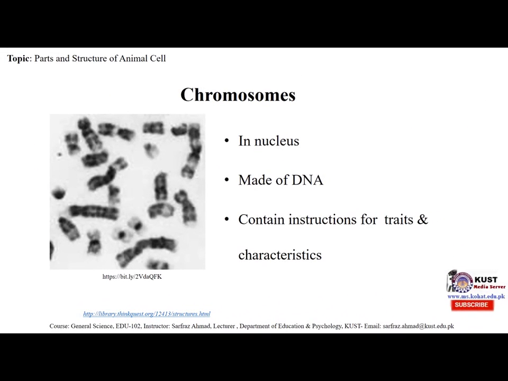Now, what are chromosomes? Chromosomes are thread-like structures located inside the nucleus of animal and plant cells. Each chromosome is made of protein and a single molecule of deoxyribonucleic acid, which is passed from parents to offspring. DNA contains the specific instructions that make each type of living creature unique. This remains in the nucleus and is made up of DNA and contains instructions for traits and characteristics.